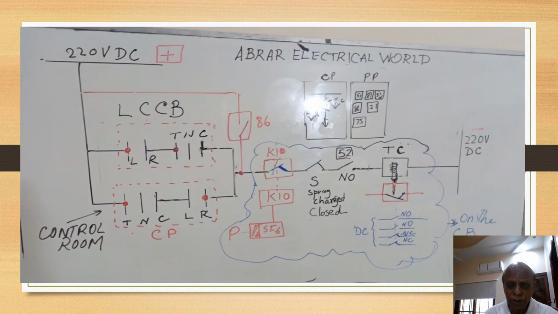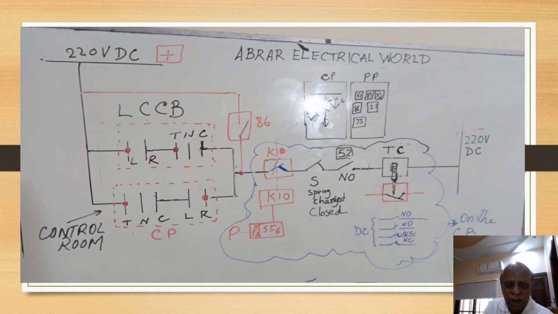So this is the circuit. This is known as the secondary wiring, and this is a 220 volt DC. It may be 110 volt DC as well. So you can have 220 volt DC or you can have 110 volt DC. This is common to the closing circuit as well.